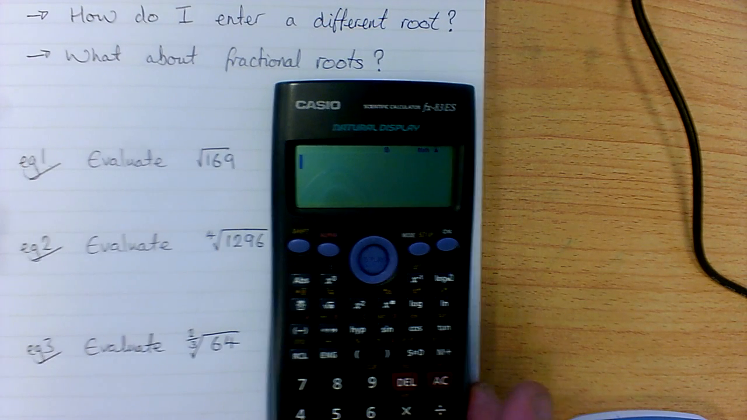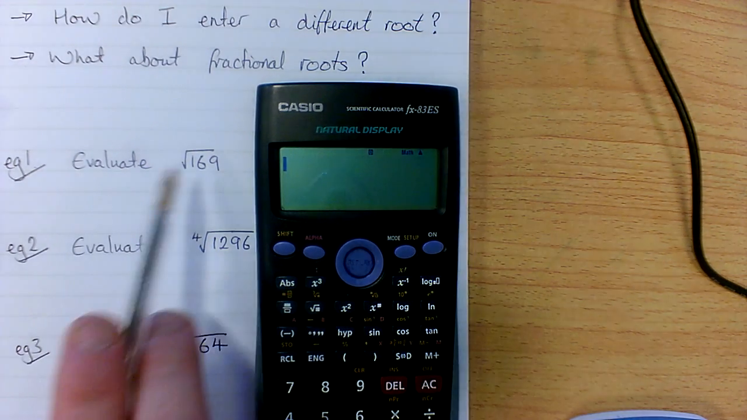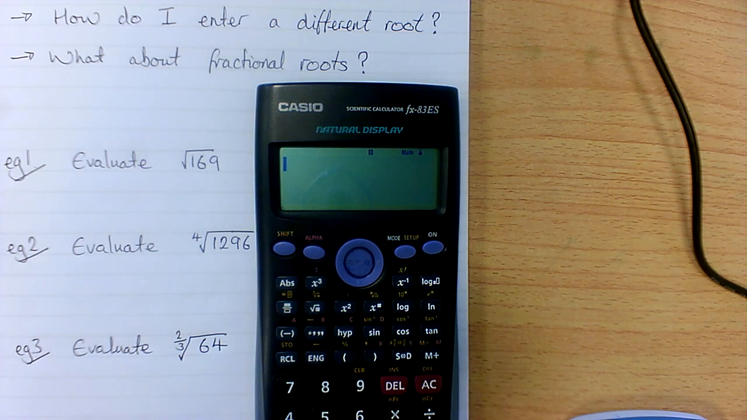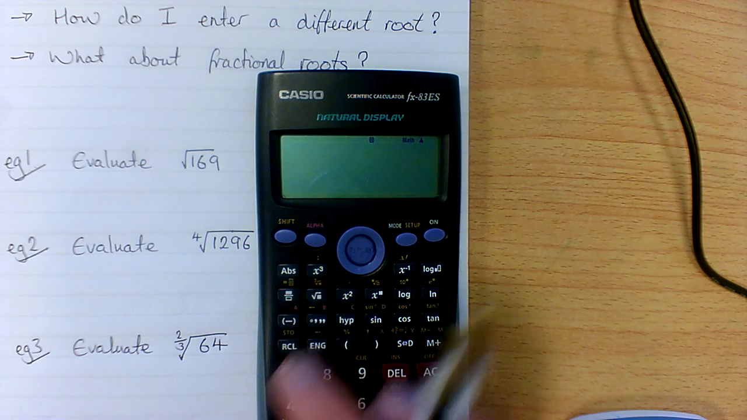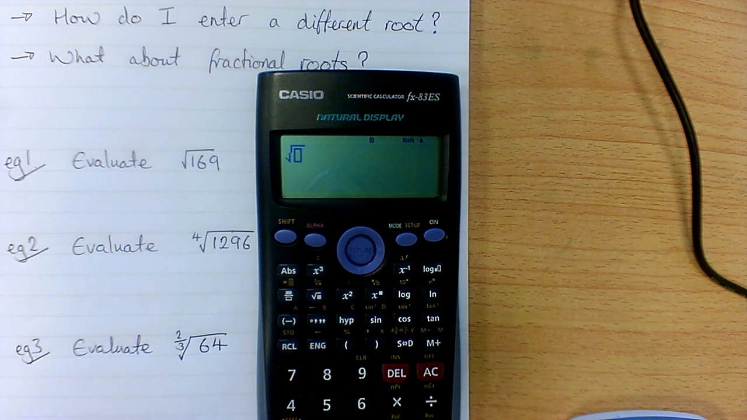So the first one is the simplest. Evaluate the square root of 169. If we look on the calculator, we can see the square root button just here. The key is to enter the square root button first. It opens up with a box here, and we just simply type in 169 and press equals.